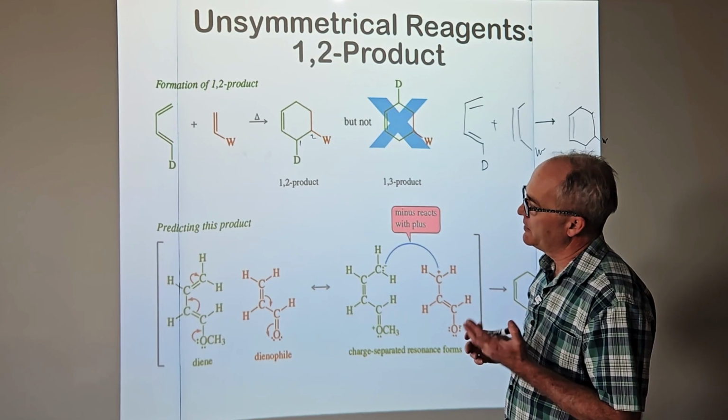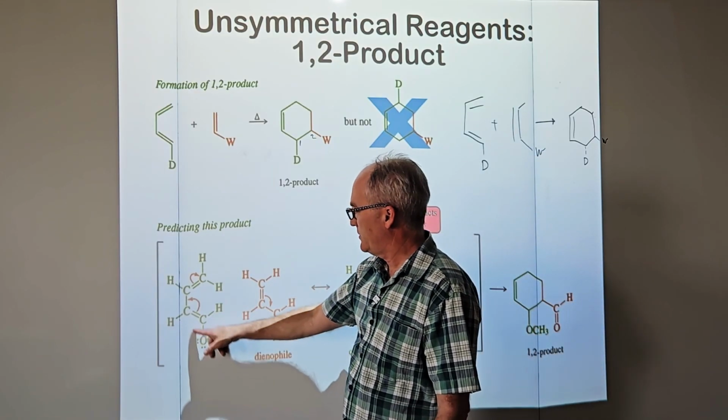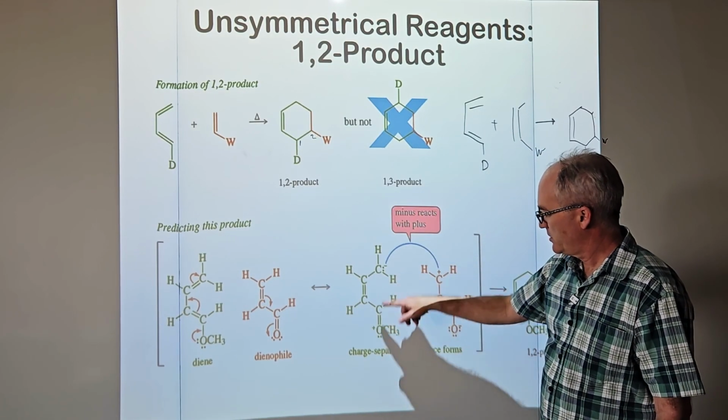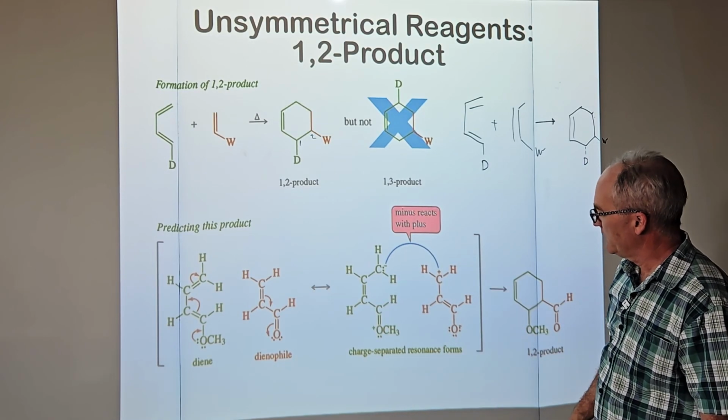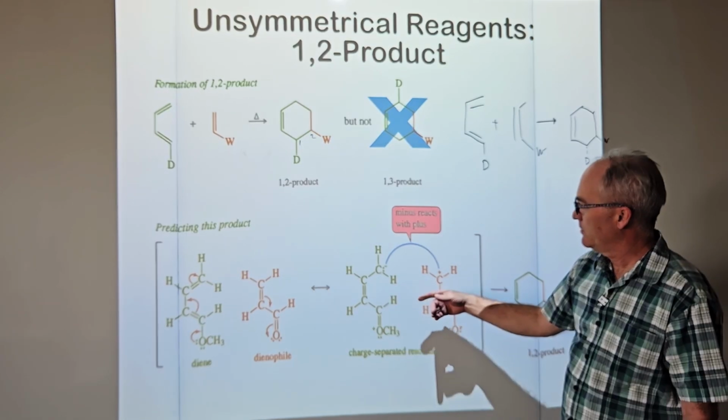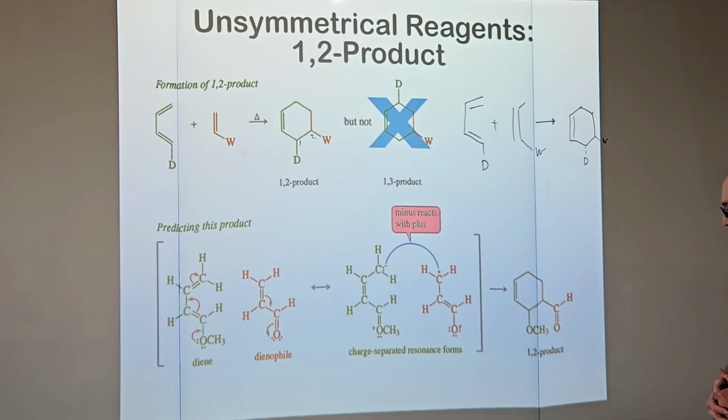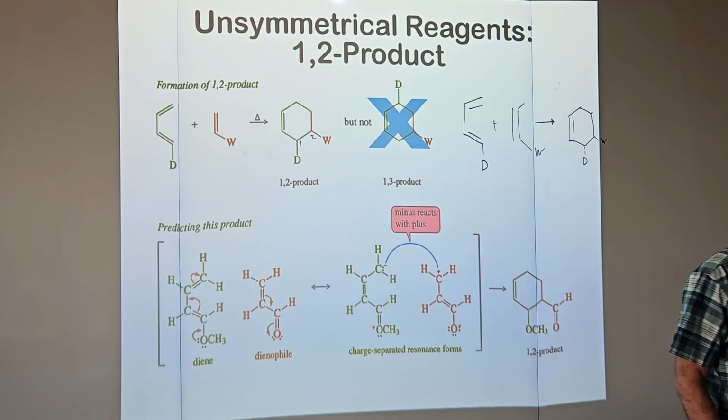All right, D for dienyl, or electron donating. That's going to give you this charge separated resonance thing. And you can do the same thing with the dienophile. And they want to go together so that the opposites attract each other, giving you the 1,2 product.